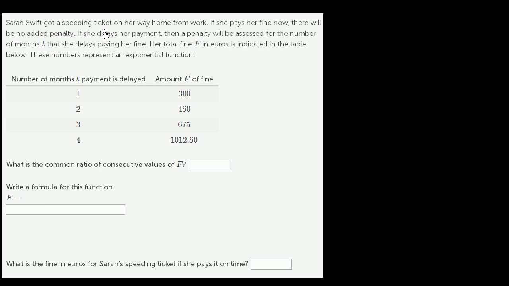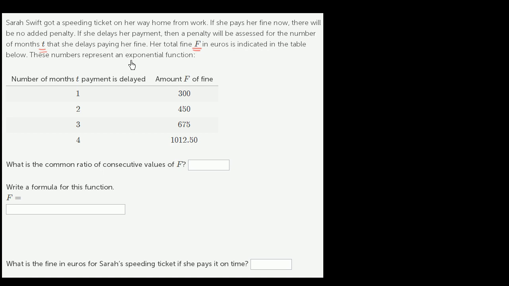Sarah Swift got a speeding ticket on her way home from work. If she pays her fine now, there will be no added penalty. If she delays her payment, then a penalty will be assessed for the number of months T that she delays paying her fine. Her total fine F in euros is indicated in the table below.